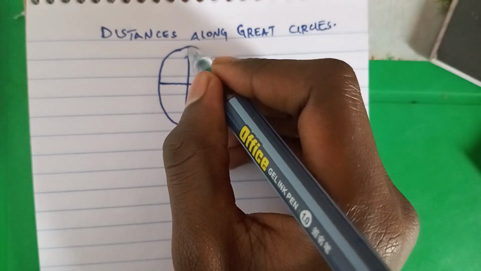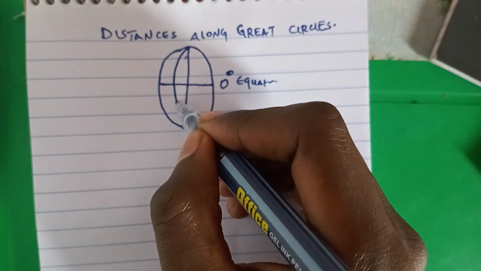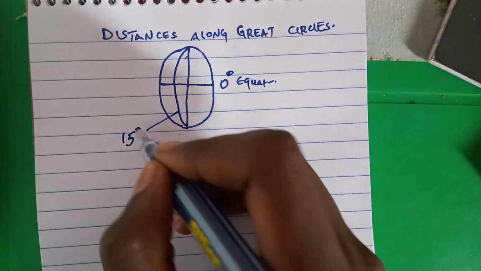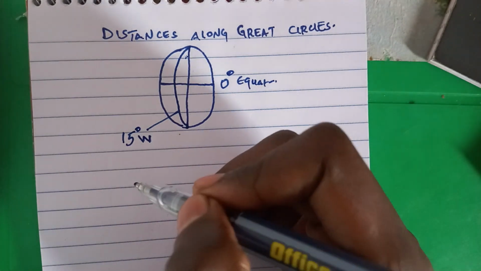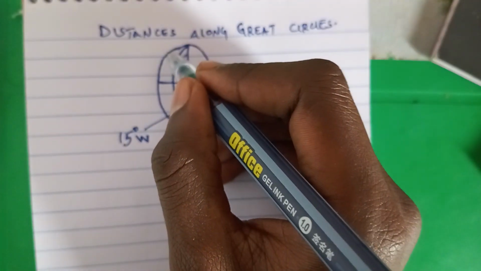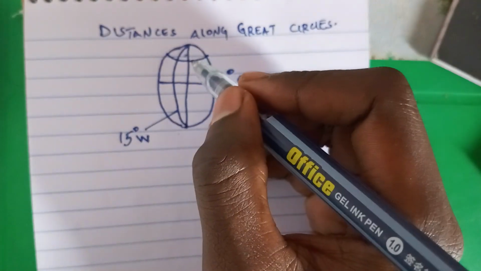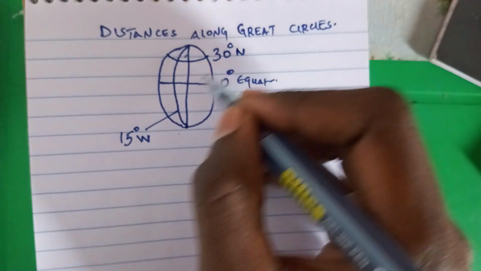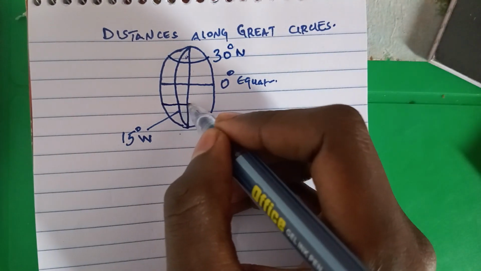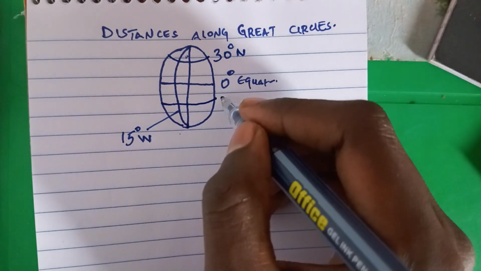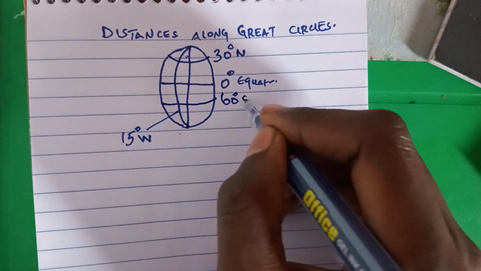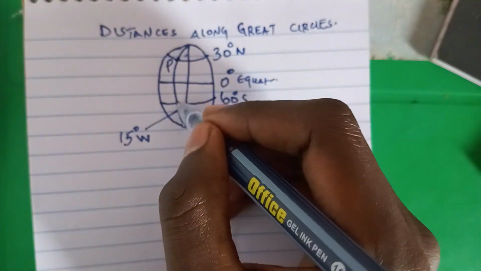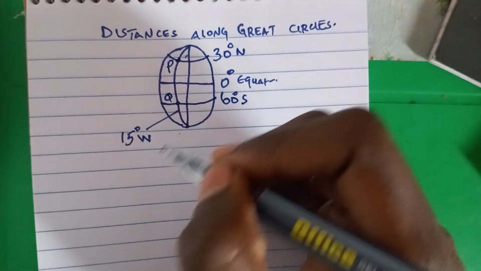Then we have another longitude towards the left of the prime meridian. Let's call it 15 degrees, and this one will be 15 degrees west. So I can talk of a latitude up here as 30 degrees north, and another latitude down in the southern hemisphere, that is at 60 degrees south. So if we have a point, we call it point P, and another point down here as point Q.